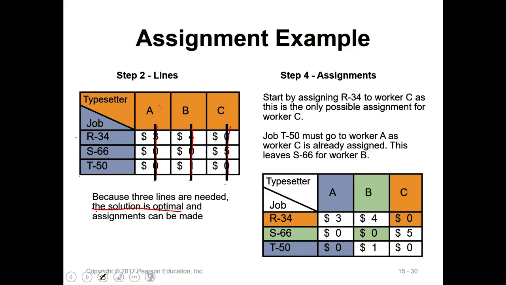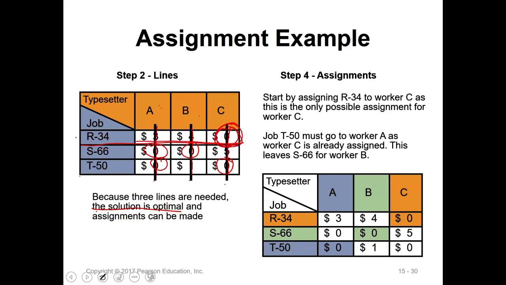When the solution is minimum, look at all the zeros here. These zeros are the best assignments. In row 1, you only see one 0, which means you have no other choice. So R34 you have to assign to C.